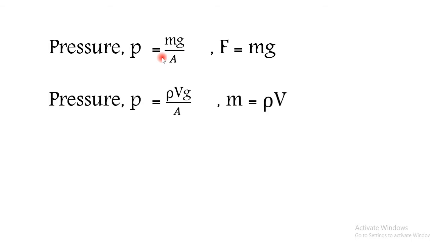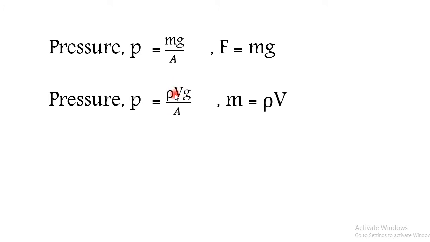And next we would need to replace m in this equation. We know from the density formula, where density is equal to mass over volume, that if we want to make m the subject of the formula, then m is equal to density times volume. So instead of having mass in this equation, we are going to substitute rho V for m. So we have rho and V and g over A.